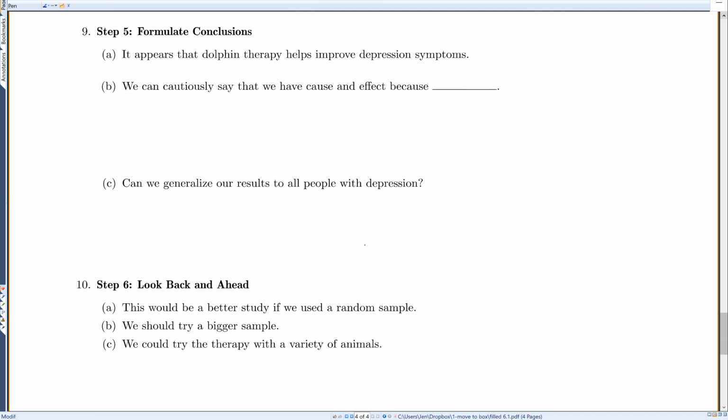Step 5 is formulate conclusions. So it does appear that dolphin therapy helps improve depression symptoms based on all the numbers we looked at, like they were 3 times more likely to improve. Okay. Now, we can cautiously say that we have cause and effect because we had random assignment to groups.